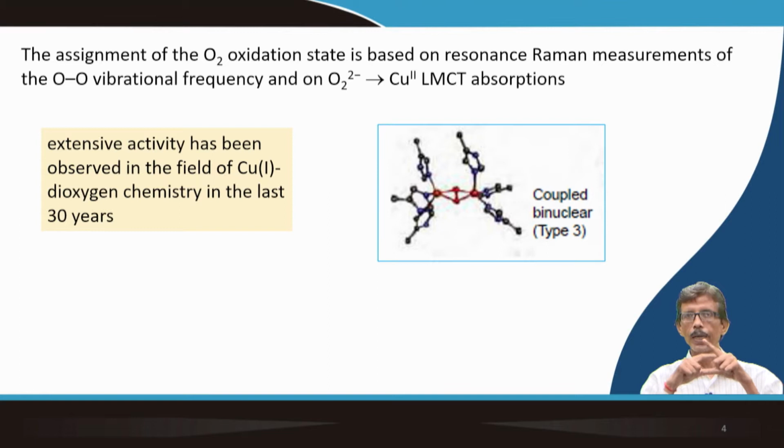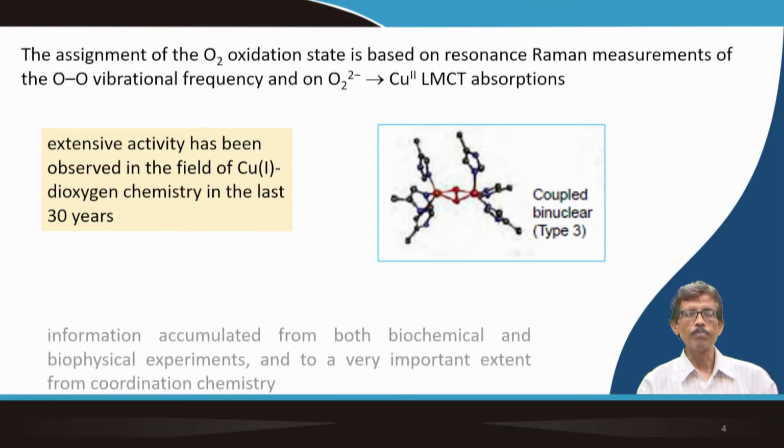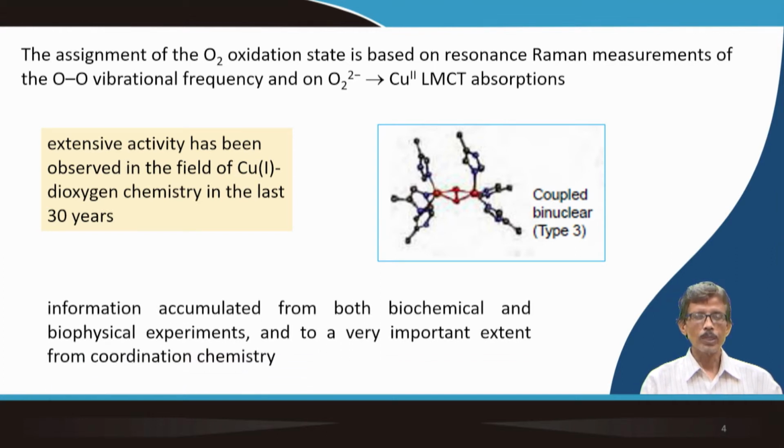You have one copper here, another copper here, and you have these two fingertips, this is the oxygen. So, the diamond core Cu2O2 or CuO diamond core is important, it is a coupled binuclear copper system with a type 3 center. So, these are very important and have been studied through biochemical and biophysical measurements, and all this information is supplemented further throughout the understanding about the coordination chemistry, the redox chemistry or non-redox coordination chemistry also.